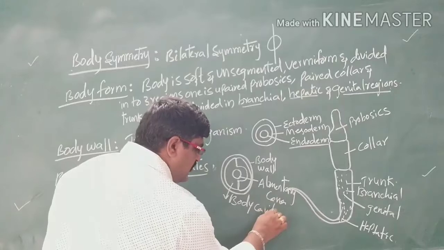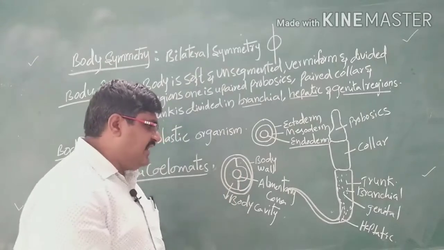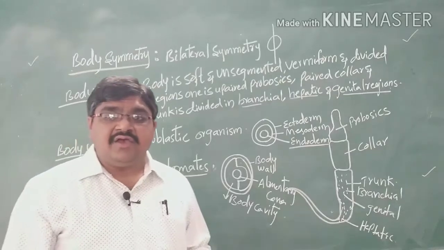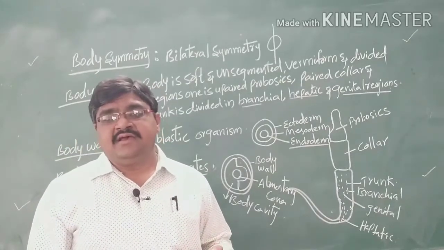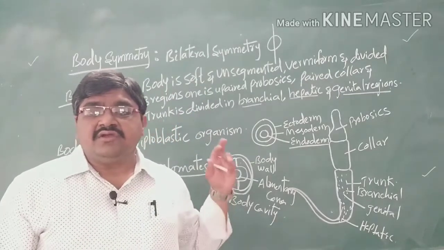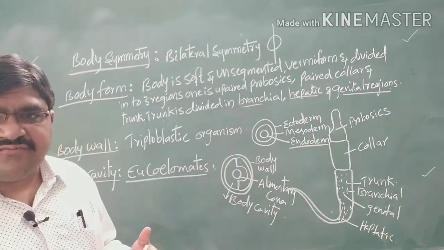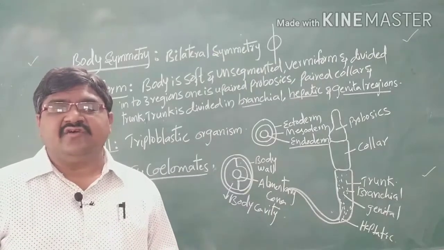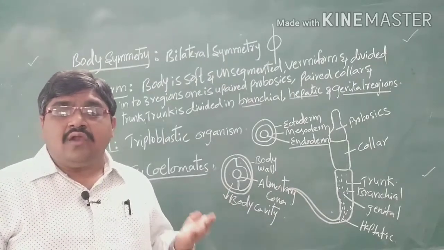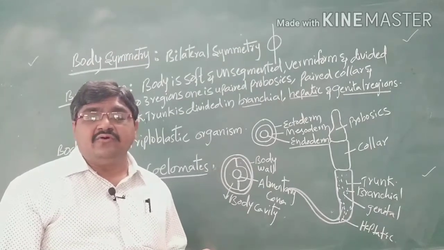So the organisms which have a true cavity present between the body wall and the alimentary canal, we can call them eucoelomates. In hemichordates, the eucoelom is differentiated into three regions. One is the unpaired proboscis coelom, a paired collar coelom, and a paired trunk coelom. It is divided into three regions.